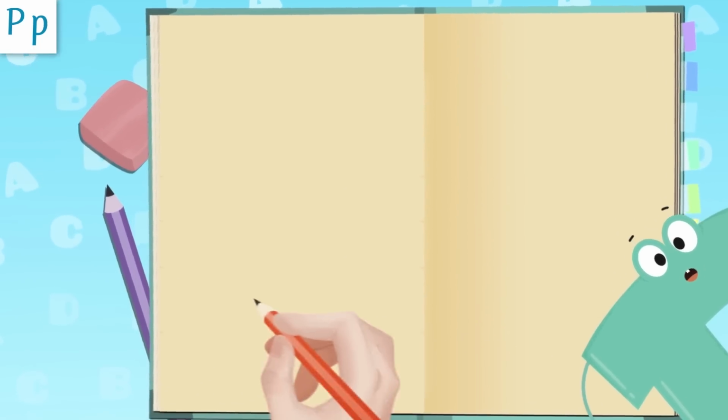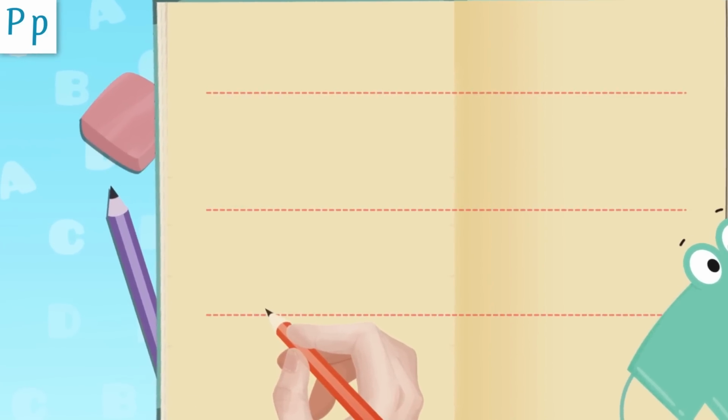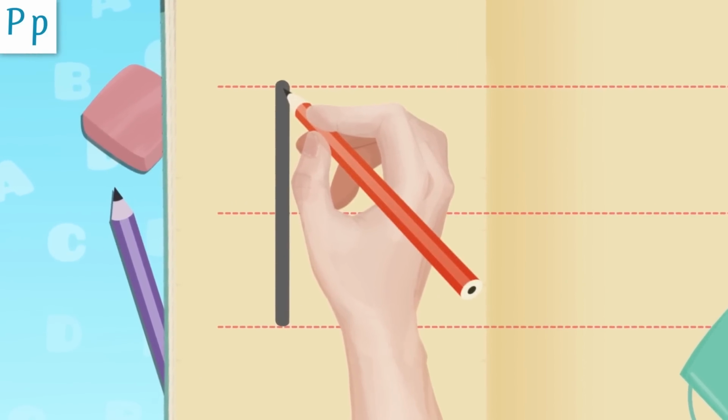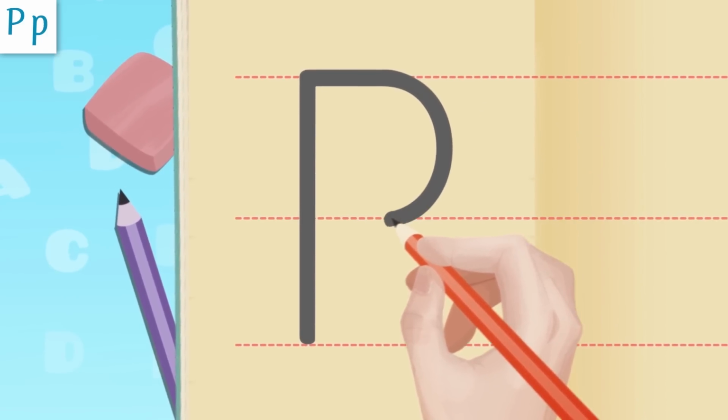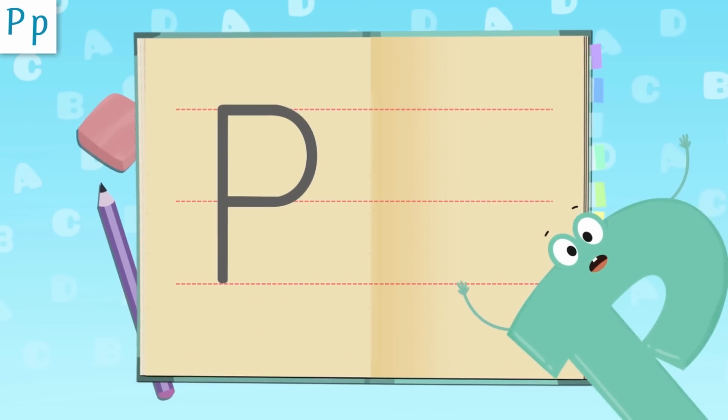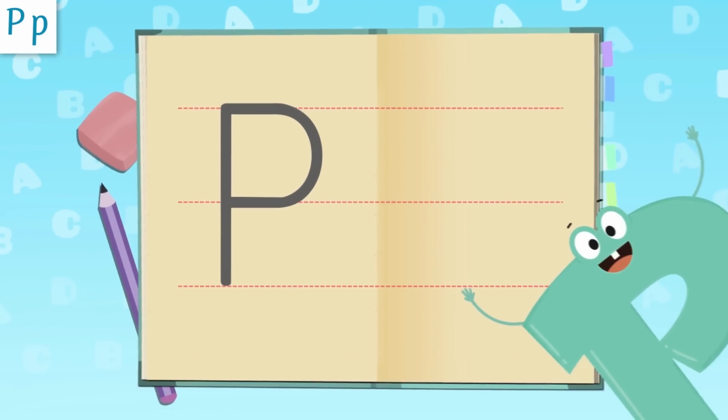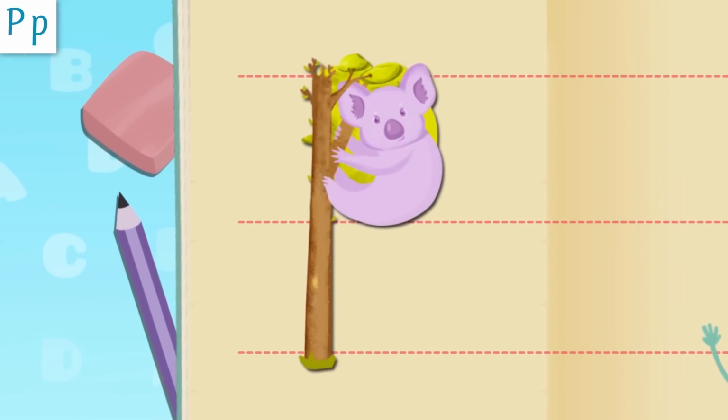First, there's a capital letter. Let's start down here and draw a line upwards. Then we curve it up to the right and tuck it in. Right here. There you go. Pa-pa-pa! It looks like a koala tree.